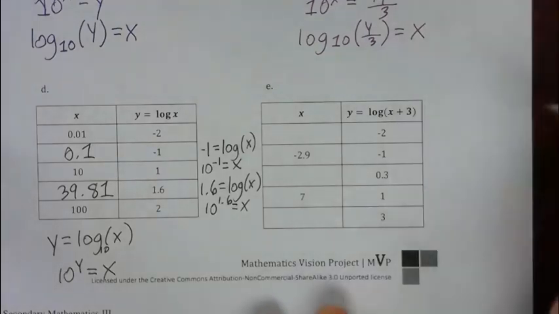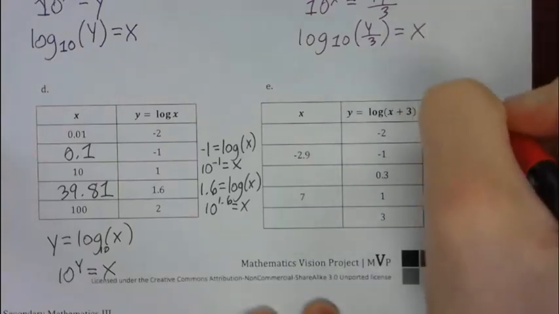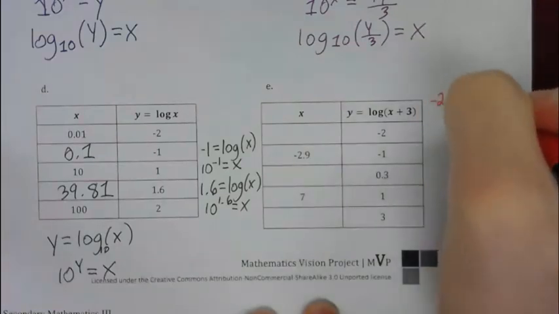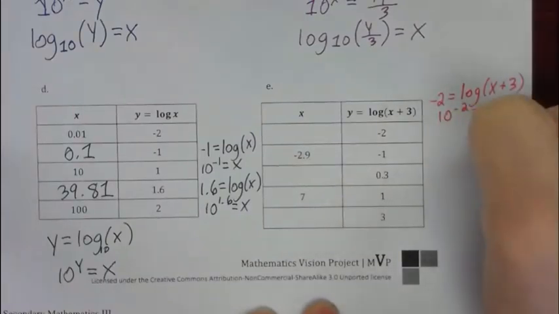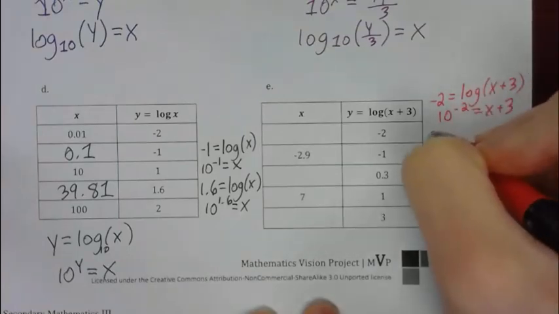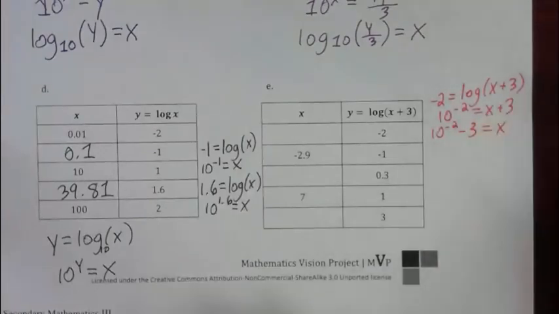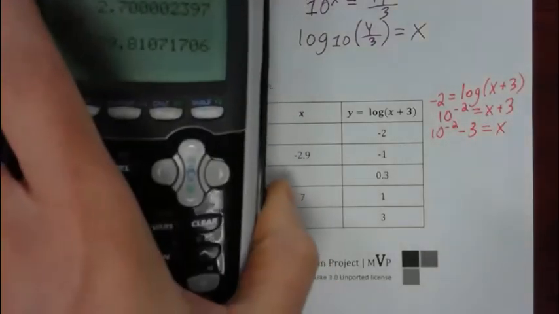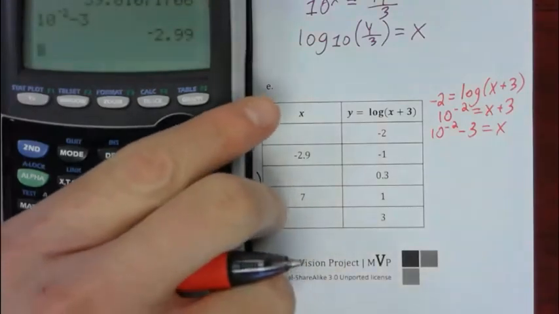So if I have -2, that means that -2 is going to be equal to the log of x plus 3. So I would do 10 to the -2 equals x plus 3. And then I would just be doing 10 to the -2 and then subtracting 3 from that to get my x value. So if we grab our calculator, we can do 10 to the -2 minus 3 equals -2.99.